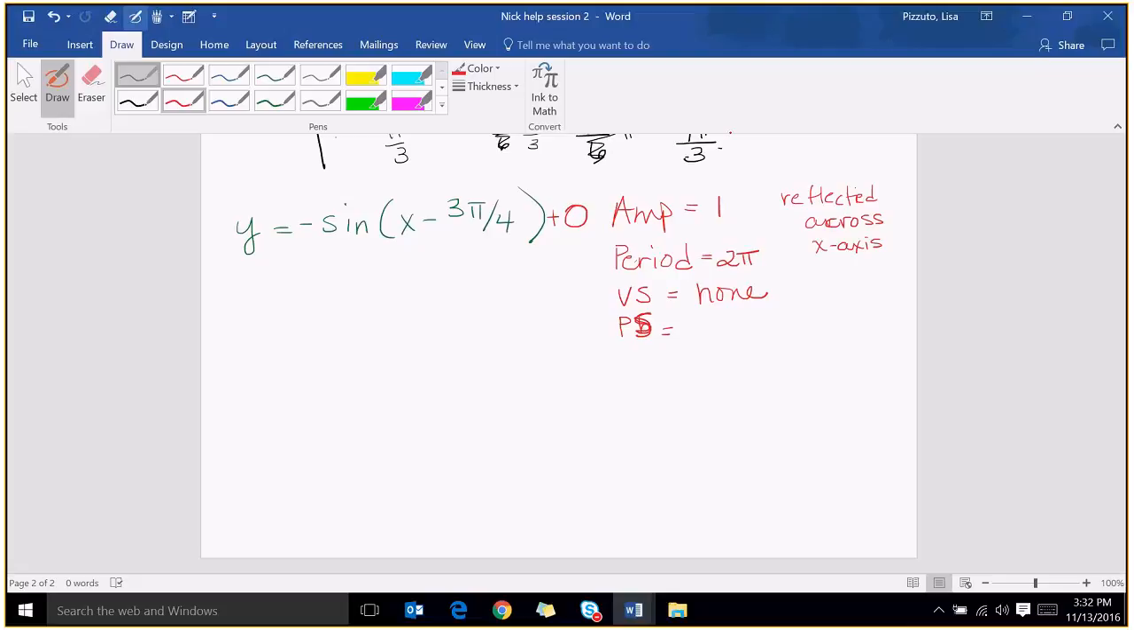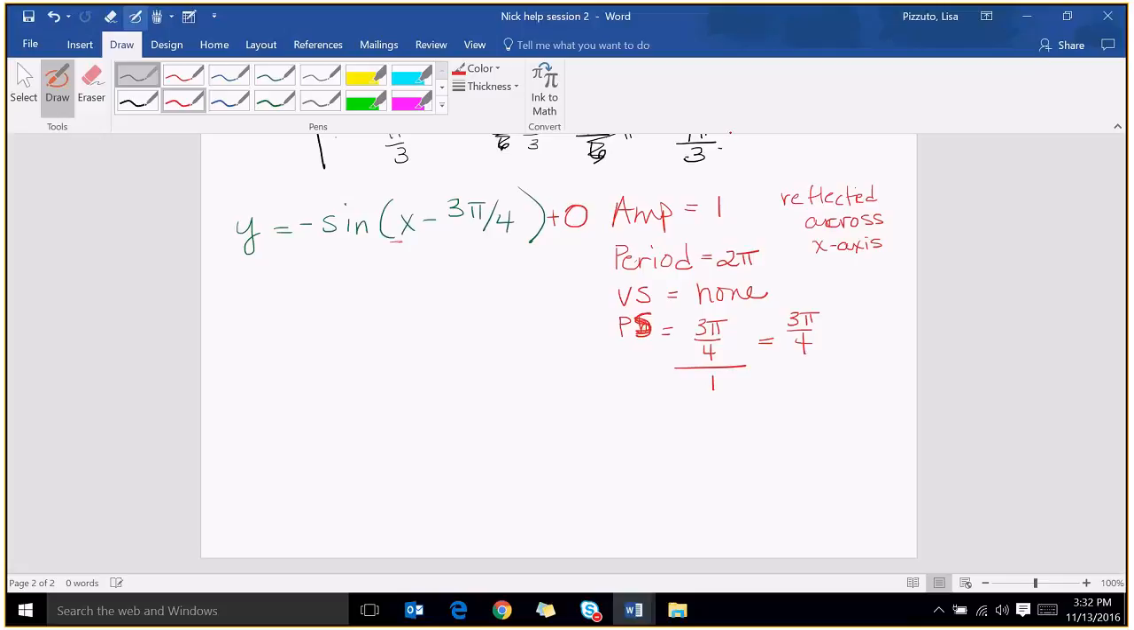The phase shift is h over b. So what is the value of h? It's 3 pi over 4. And then b is just 1 because that's what's in front of the x. So it's just 3 pi over 4.